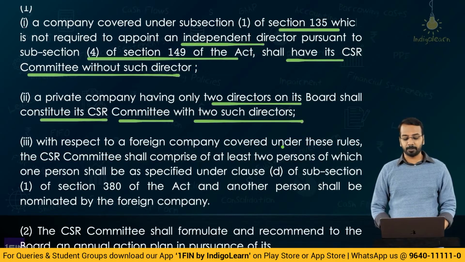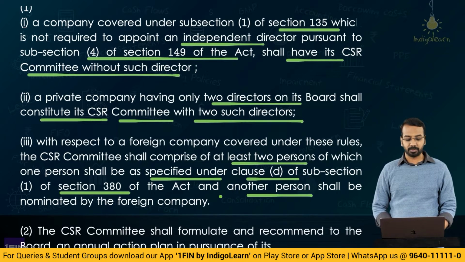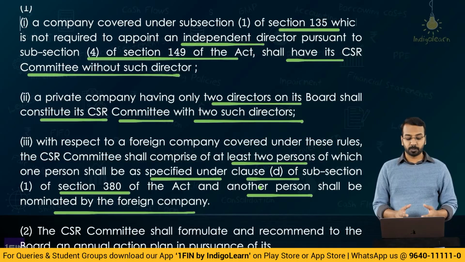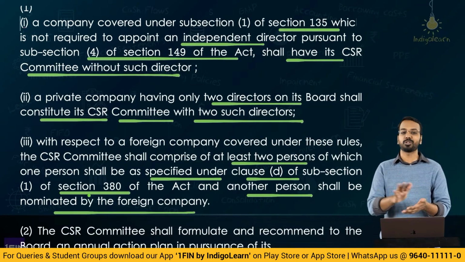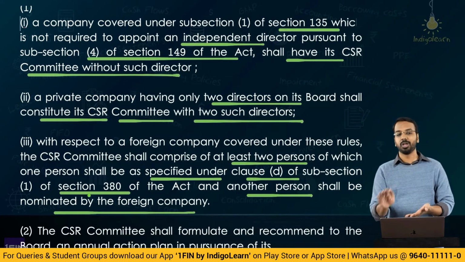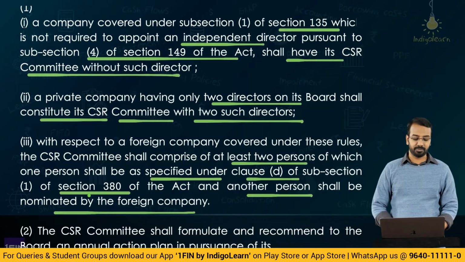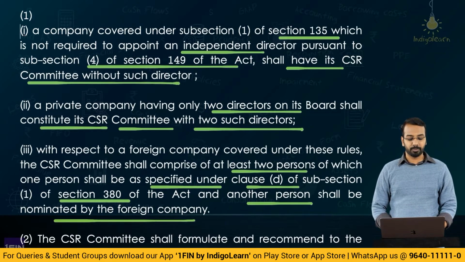With respect to a foreign company covered under these rules, the CSR committee shall comprise of at least 2 persons, of which 1 person shall be as specified under clause D of subsection 1 of section 380 of the Act, and another person shall be nominated by the foreign company. So this is about the foreign company. Now this person who is specified under clause D of subsection 1 of 380 is that person who is authorized to receive documents and all of that on behalf of the foreign company. Okay, so that and another person a foreign company will nominate. So you'll have 2 members here.